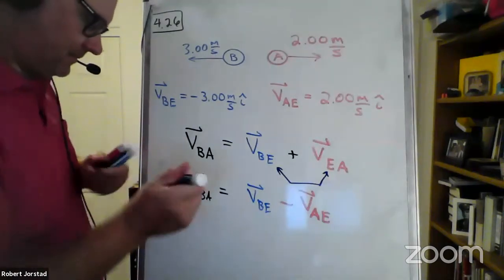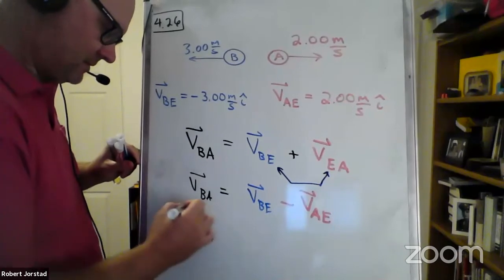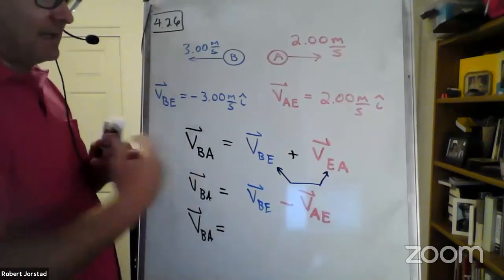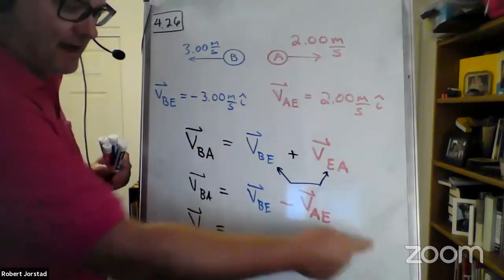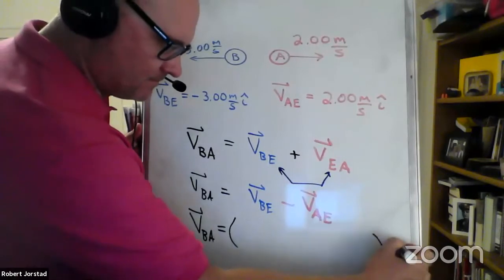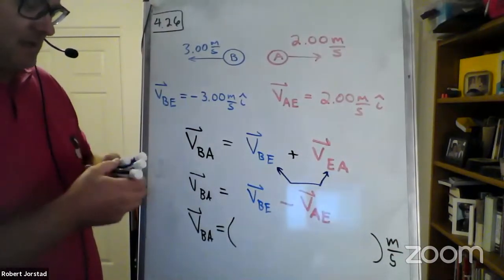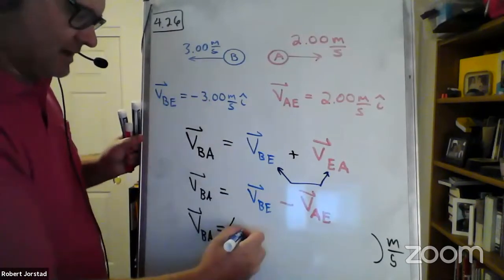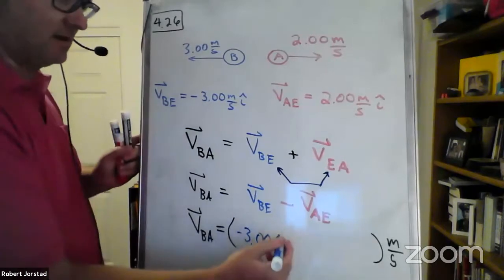This is just easier for me to memorize. Next, let's plug in the numbers. Now I could tell there's going to be a meters per second on each term here, so maybe I'll just put that out at the end right now. Meters per second. And then it looks like I'm going to get a -3 in the I hat. Remember, I already had the meters per second there.